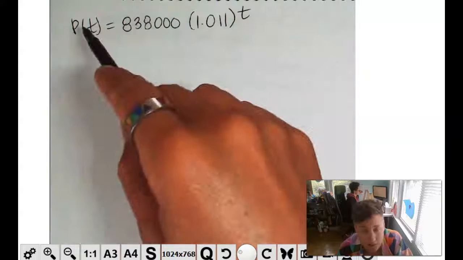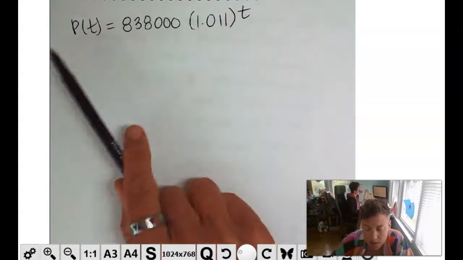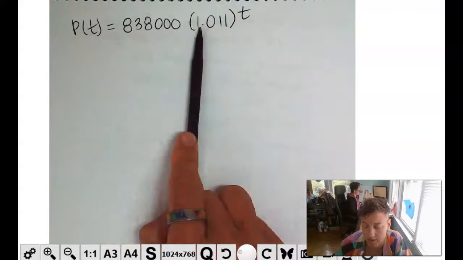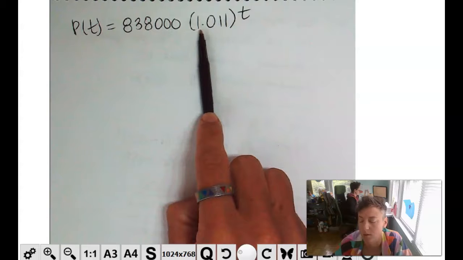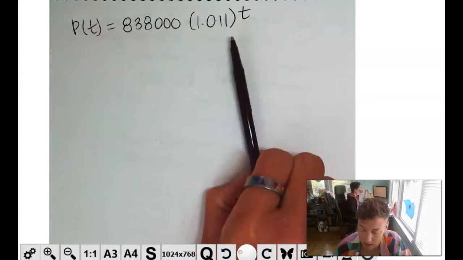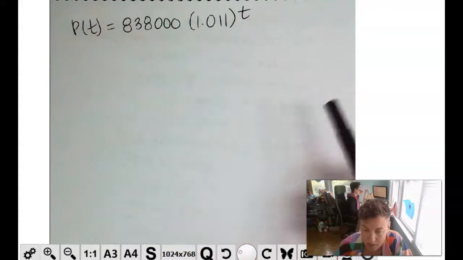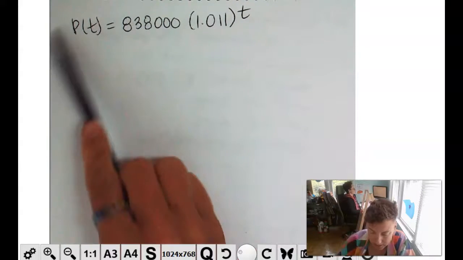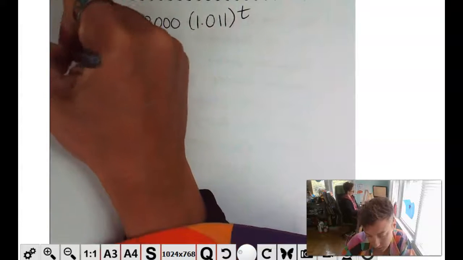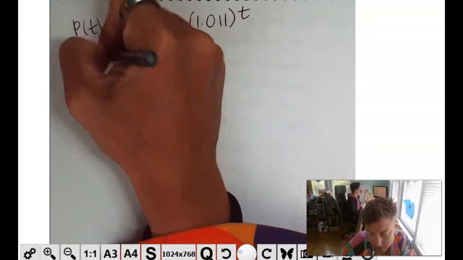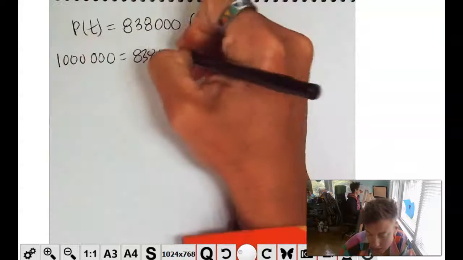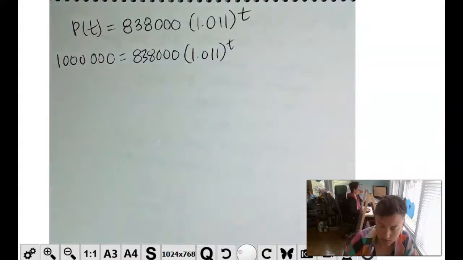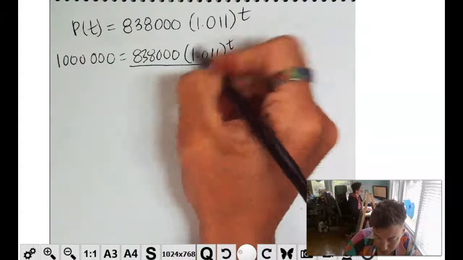All right, now we can work with this. I rewrote that equation so it wasn't quite so smashed. Our population at some time t is our starting value times 1.011 to that time t. Now we want to know when the population is 1 million, so we're solving for the when, which is t. We want the population to be 1 million. 1,000,000 equals 838,000 times 1.011 to the t. Sweet. Let's do some division and get that expression by itself.